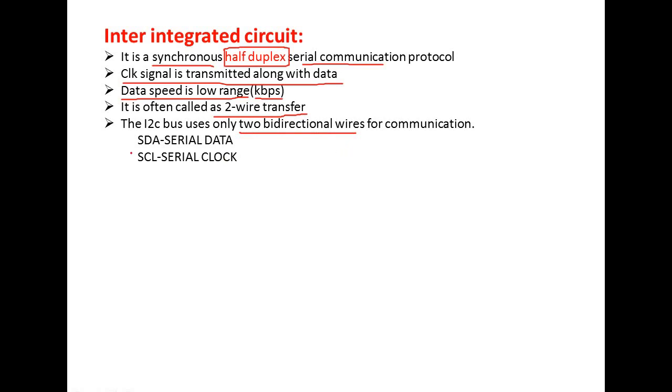And as I2C is a synchronous communication protocol, SCL, serial clock, is required. One line is serial clock and another one is serial data. A single wire is used for both transmission and reception of data. And these are the differences between the serial communication protocols that we are using in MSP 430.